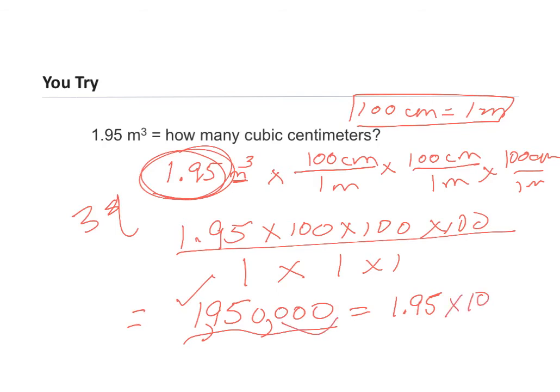So let's see, 3, 6. Oh, I forgot units. You lose half credit if you forget units, so don't forget that. So the meters all cancel out, and I've got centimeters cubed as my current units.